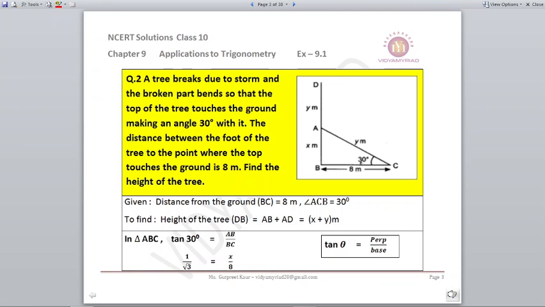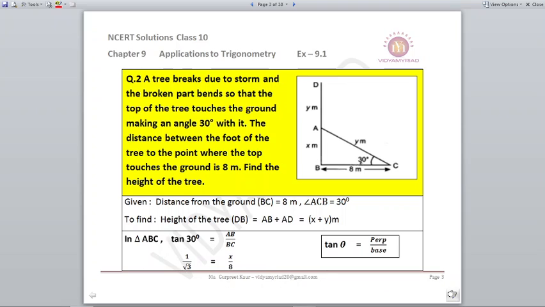Question number 2. A tree breaks due to a storm and the broken part bends so that the top of the tree touches the ground, making an angle of 30 degrees with it. The distance between the foot of the tree to the point where the top touches the ground is 8 meters. Find the height of the tree.